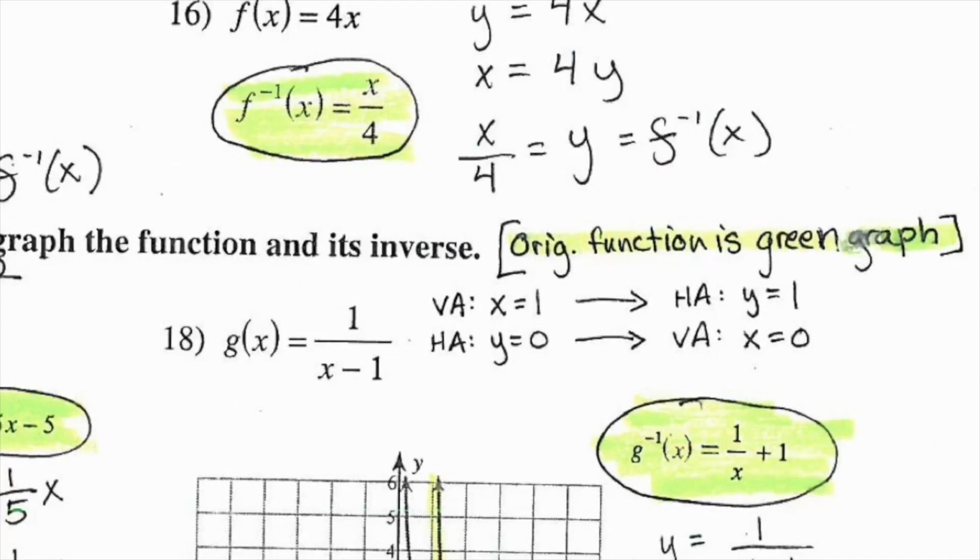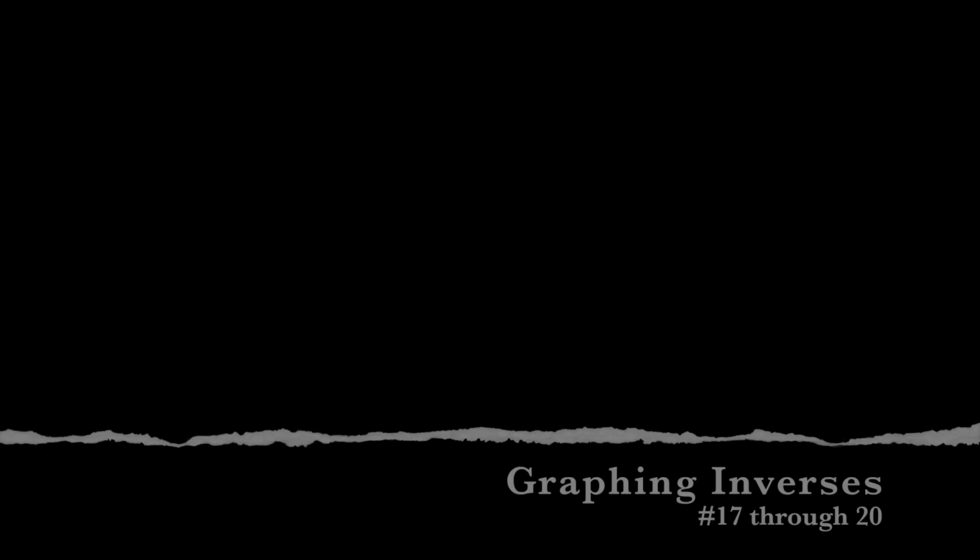All right, that takes us to the end of the section where we're finding those inverses algebraically. That is a skill you guys are going to need to know for your test. The next section is where we're talking about graphing, 17 through 20. So let's take a look at that next.